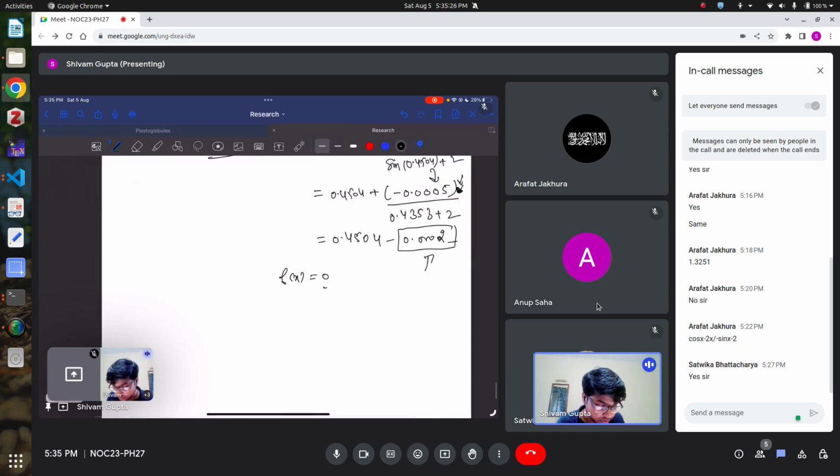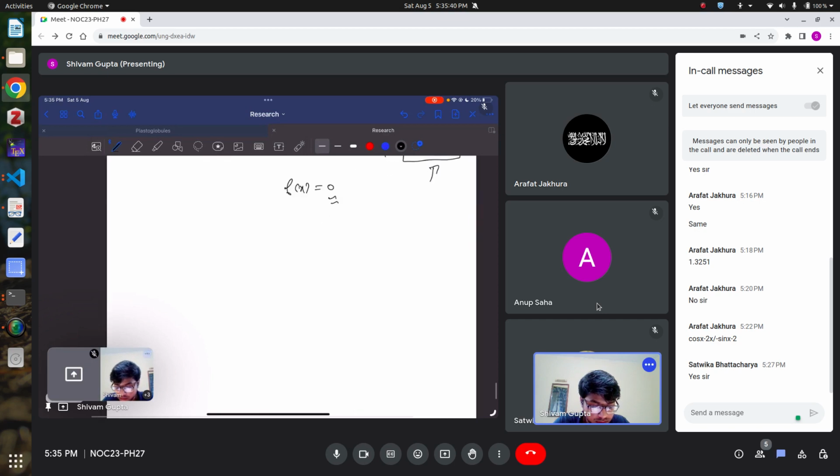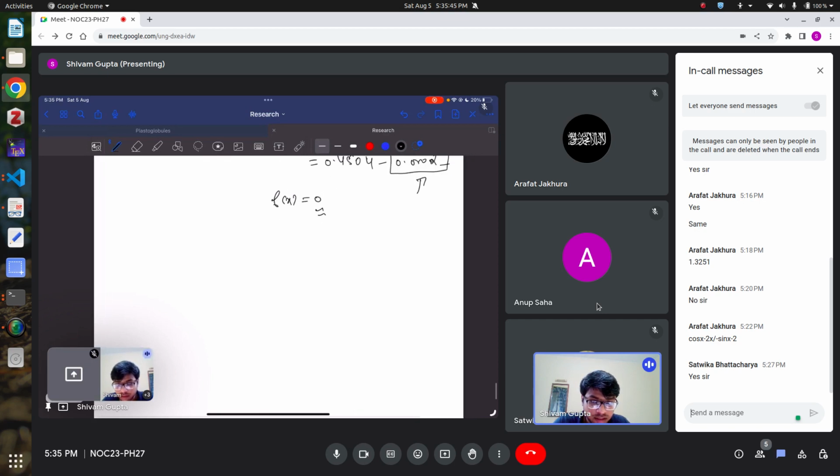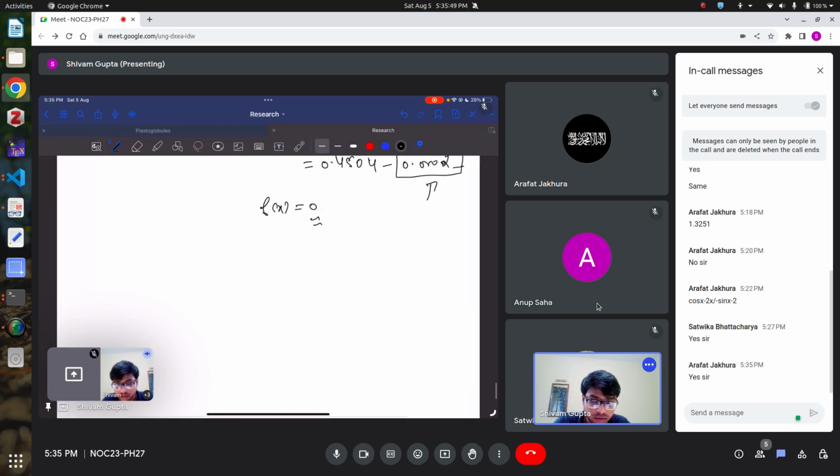So anyone got the answer here? Anyone? So can we move forward? Since this is the last question for the root finding, now we'll go for the interpolation. Any doubt or anything here? Okay, we'll go for it.